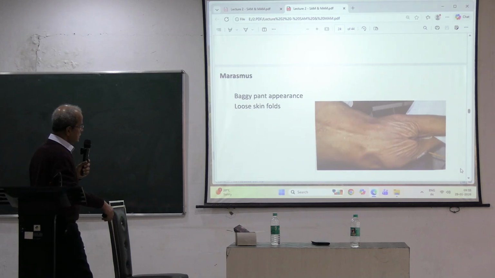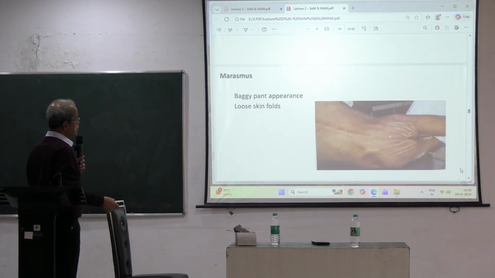This is a typical case of marasmus. This is called baggy pant appearance around the buttocks. The fat is not there, the muscle is not there, the gluteal muscle is wasted, and the subcutaneous fat is not there. So, loose skin folds that will give a baggy pant appearance.